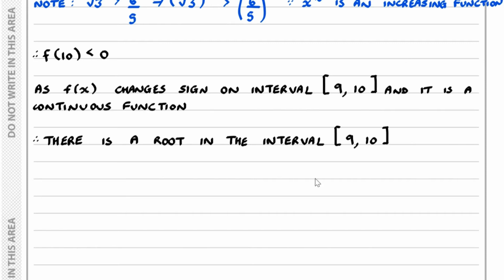So as f of x changes sign on the interval 9 to 10 and it's a continuous function, we can conclude there is a root in the interval 9 to 10.